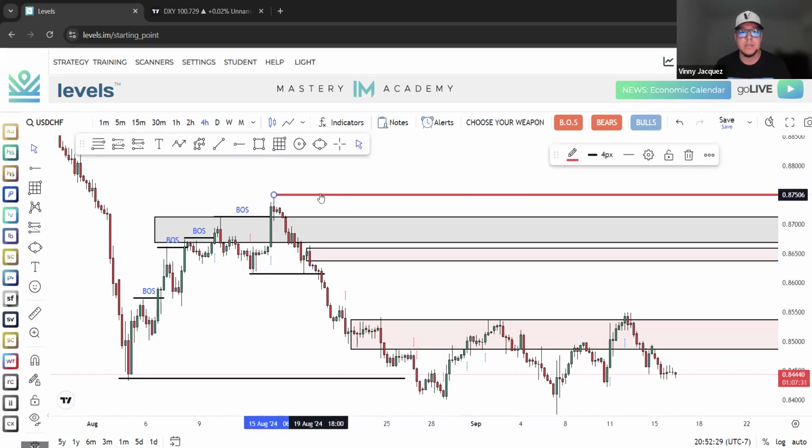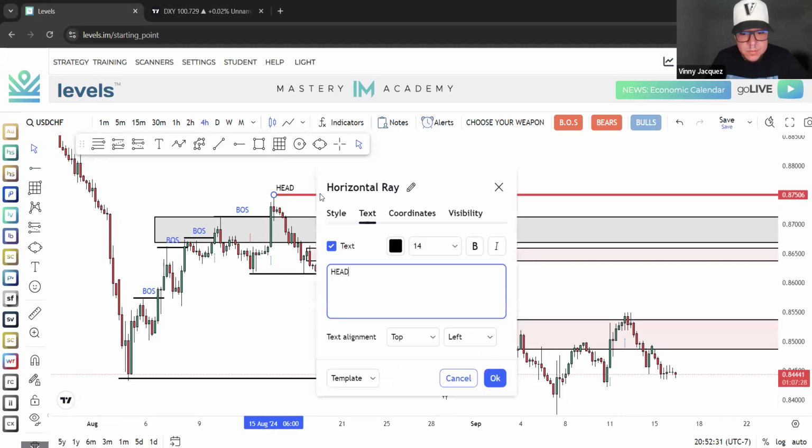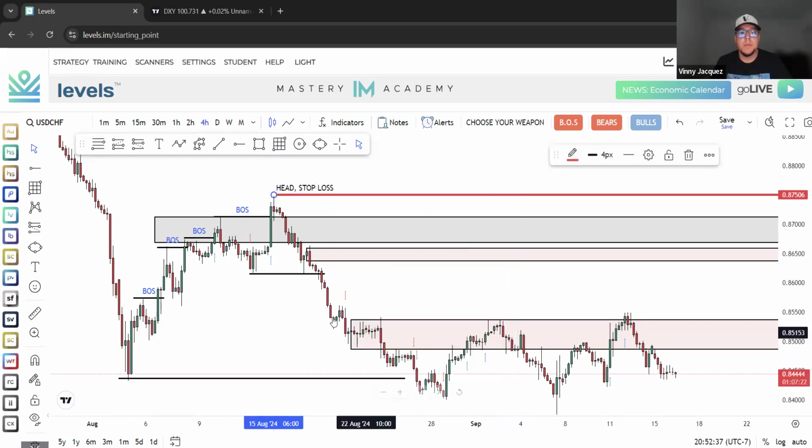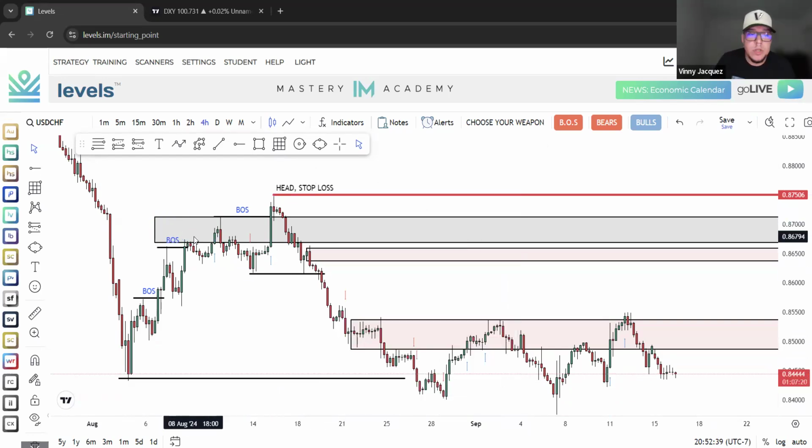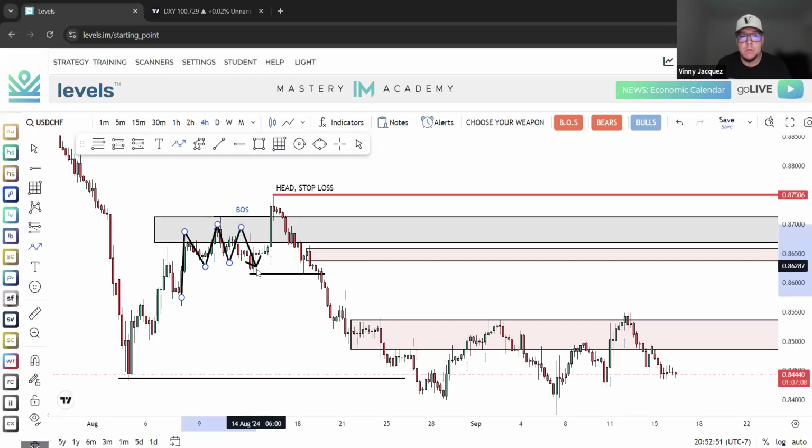My stop loss. This is my head. Stop loss. Boom. So do you guys see it? Are you guys seeing the pattern? We have consolidation, 25%. The break of structure, liquidity sweep, 50%. When we change character, that's 75%.